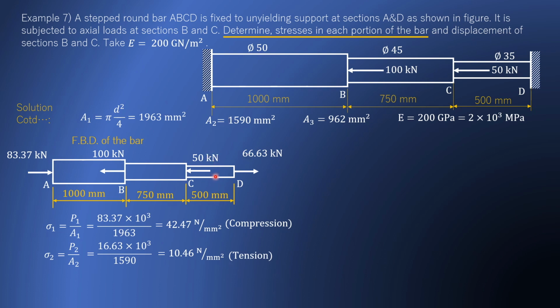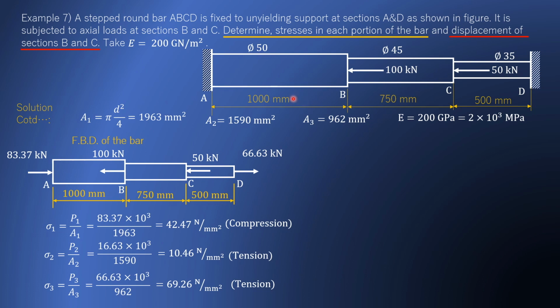Now the third part. What is the stress on the third part? 66.63. So sigma 3 is equal to P3 upon A3. Put the values, we got the answer, and it is tension. So this is how we have found the stress in each part.